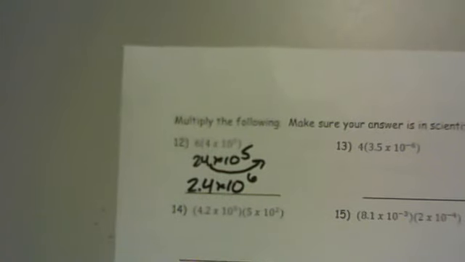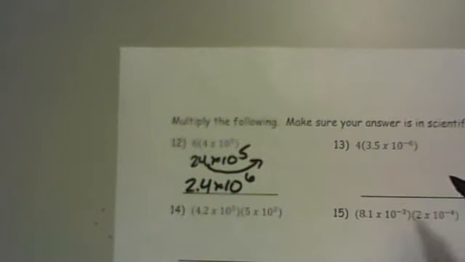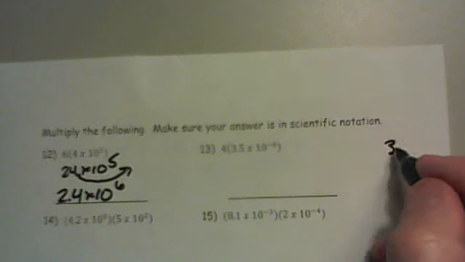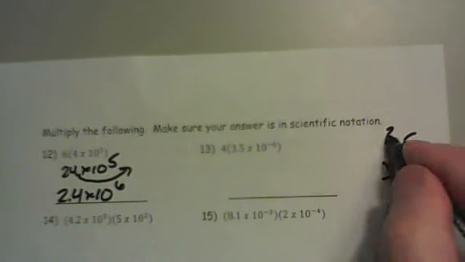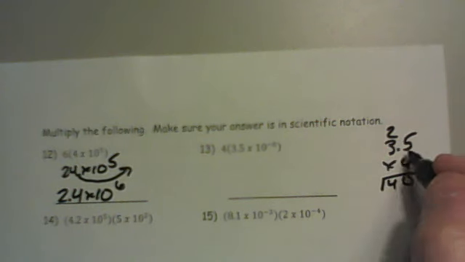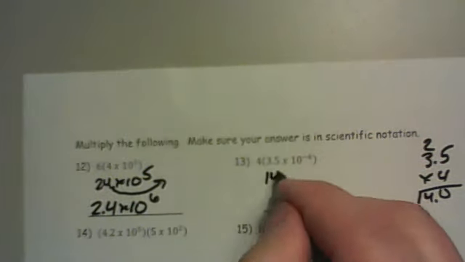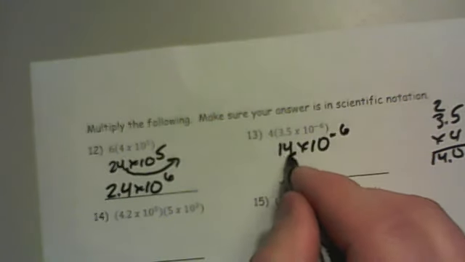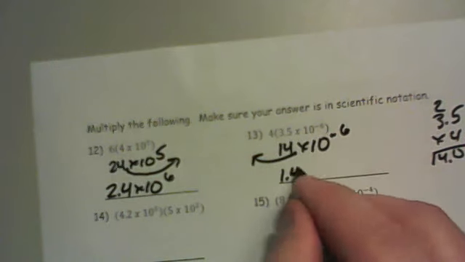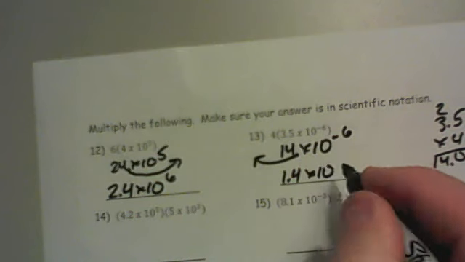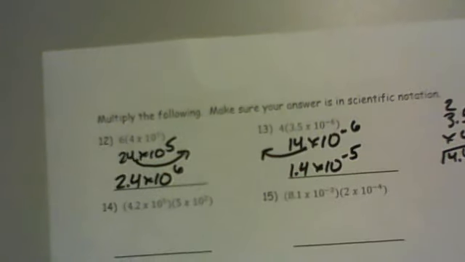Number 13. If I multiply 4 times 3.5, again, we didn't use our calculator. 3.5 times 4 is 20. 4 times 3 is 12, plus 2 is 14. So 14. It would be 14 times 10 to the negative 6th. But instead of putting the decimal here and moving it 6 spaces to the right, I'd want it between the 1 and the 4, but then to the left, I'd only need to move it 5 spaces to the left. 1.4 times 10 to the negative 5th.